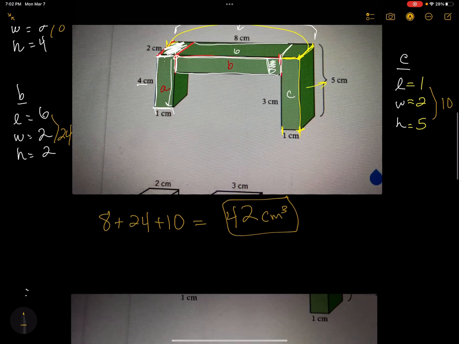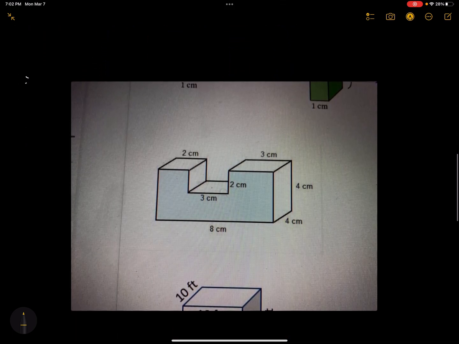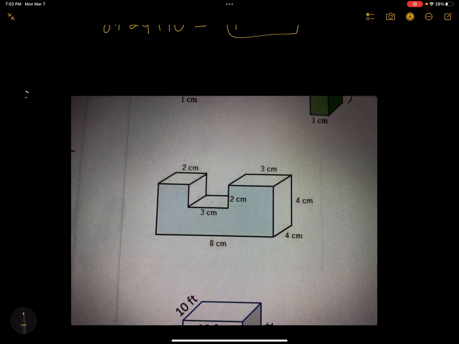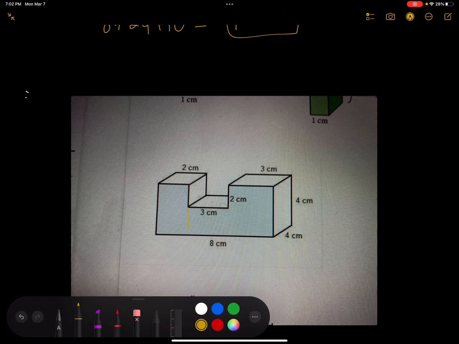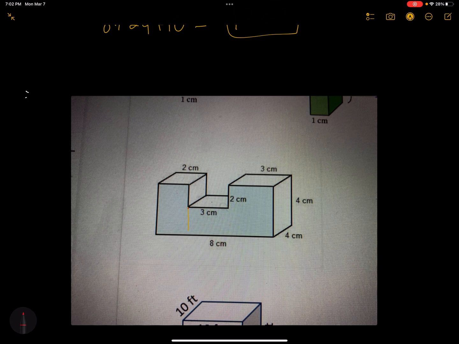Okay, let's move down into this one, right? Let's move down here. Let's split it again. Oh, let's get a better color so we can see this. I'm going to split it with red. I'm going to split it right here. Okay, this is just what feels good. I'm going to split it right here. So we need to find A, B, and C. For A, we need the length, the width, and the height. For B, we need the length, the width, and the height. And then for C, we need the length, width, and the height.